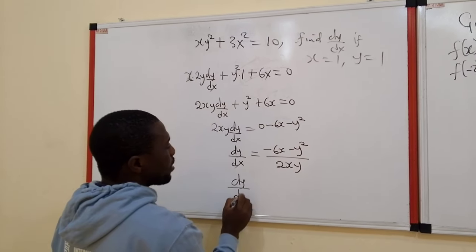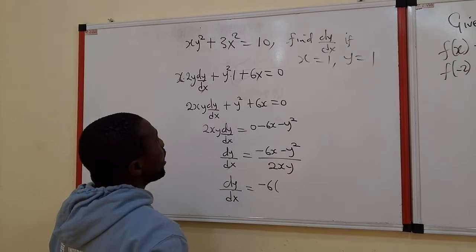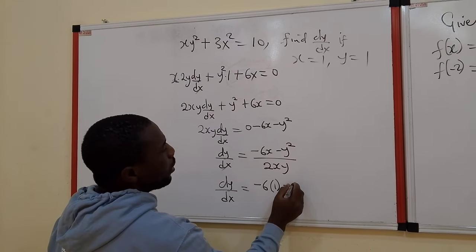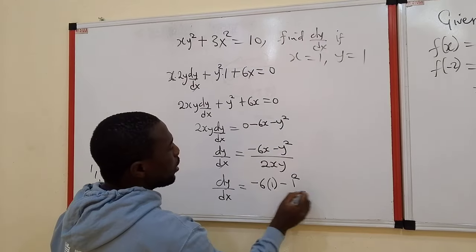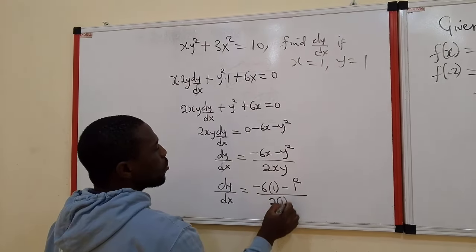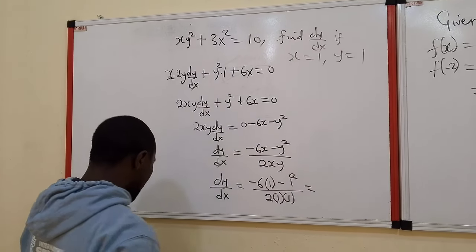dy over dx now. Minus 6, that is minus 6 into x. What's my x? Is 1. Minus y squared. y is 1. 1 squared over 2 into x is 1. y is 1. Now we evaluate that.